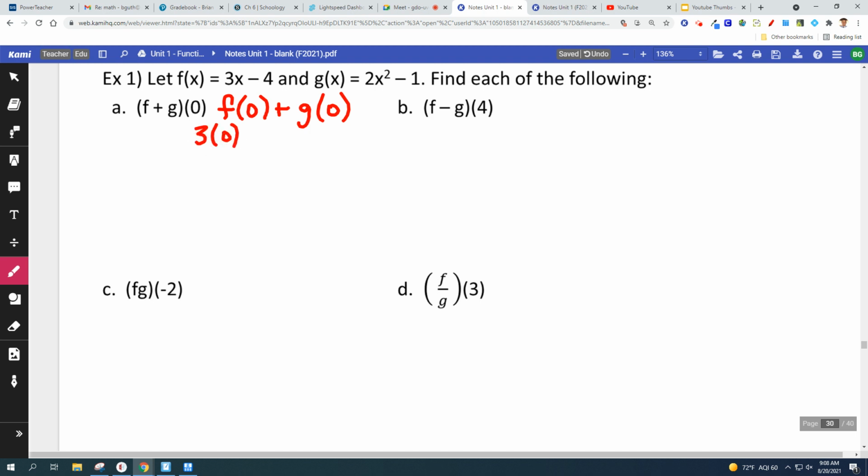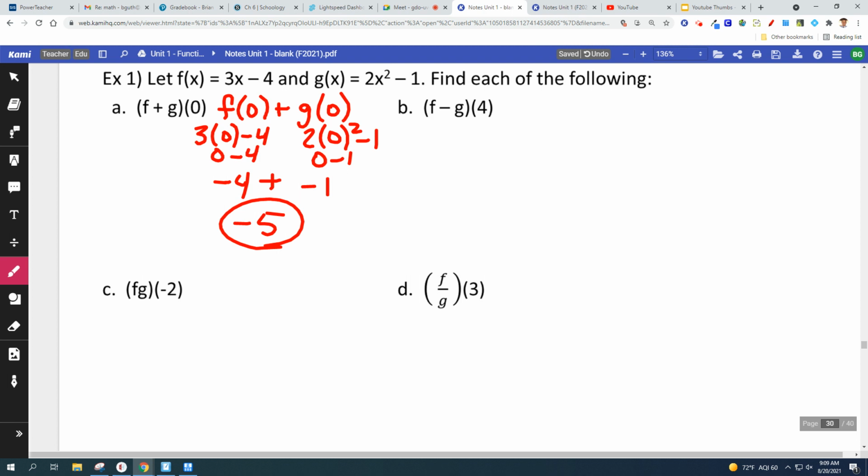So some of this you could probably do in your head. But if I plug 0 into the f function, I'm going to get minus 4. If I plug 0 into the g function, it's going to be negative 1. But what we have to do is we're going to plug in 0 and add those two numbers. Answer is negative 5. F plus g of 0.